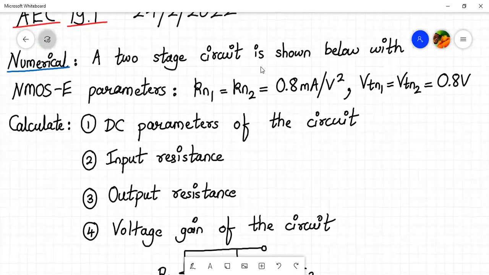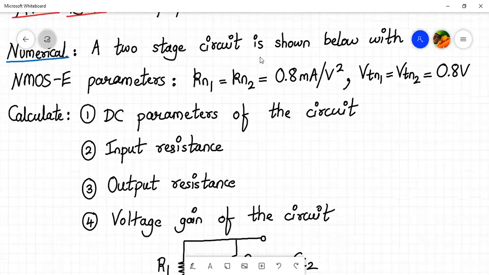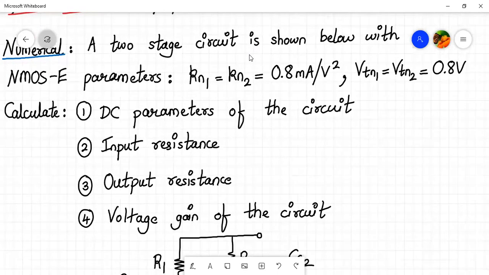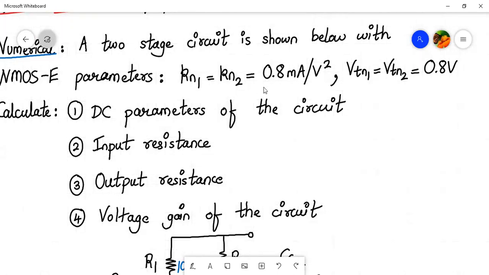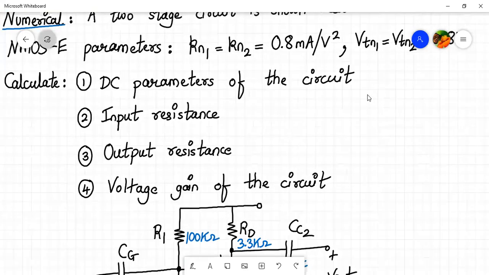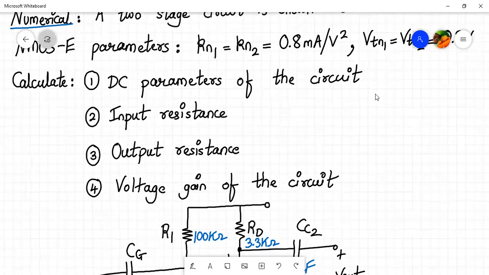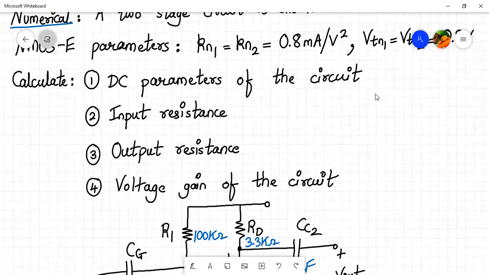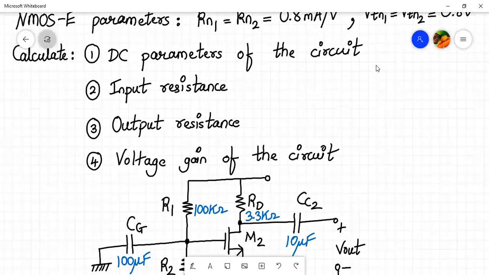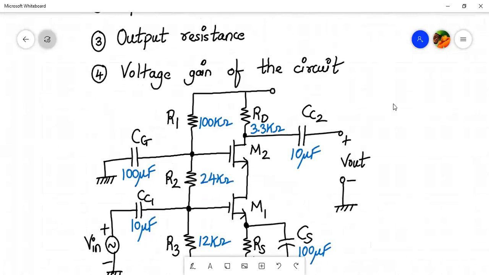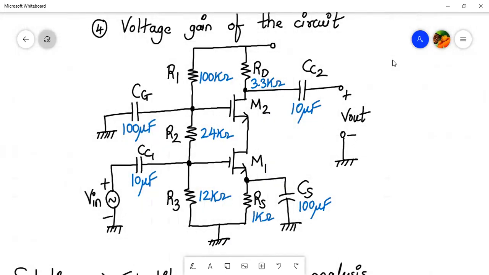A two-stage circuit is shown below with NMOS enhancement parameters given as Kn1 is equal to Kn2 is equal to 0.8 milliampere per volt square. VTN1 is equal to VTN2, which is the threshold voltage for both the devices, is 0.8 volt. We have to calculate the DC parameters of the circuit, input resistance, output resistance, and voltage gain of the circuit. So this is the circuit given to us over here.